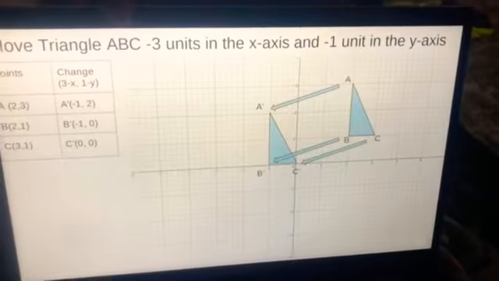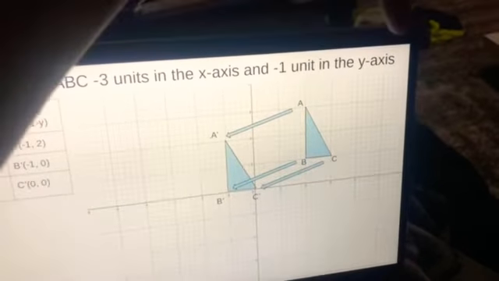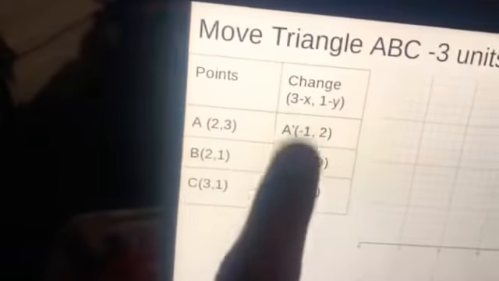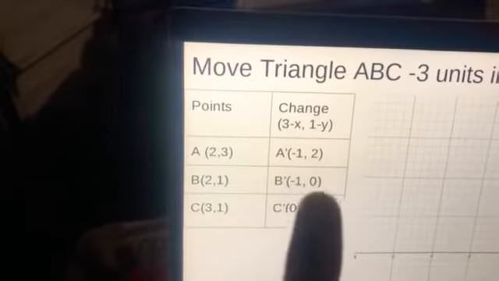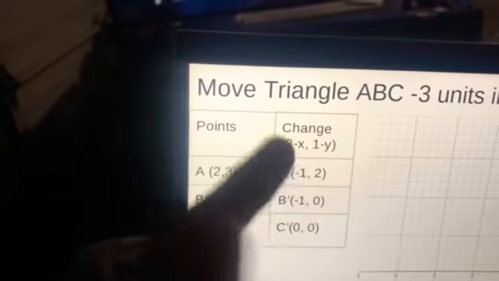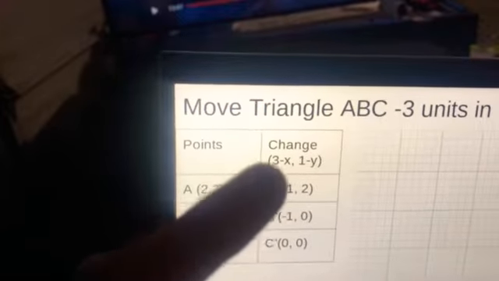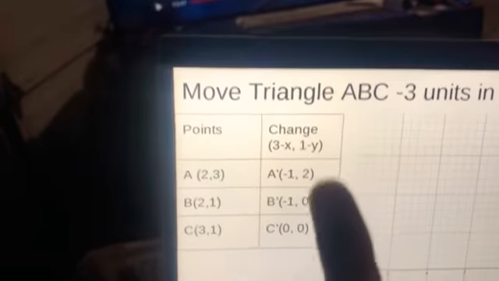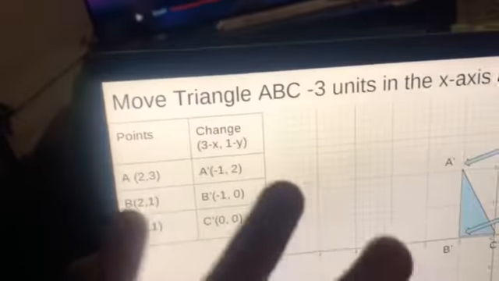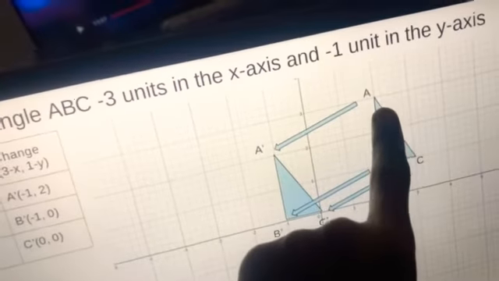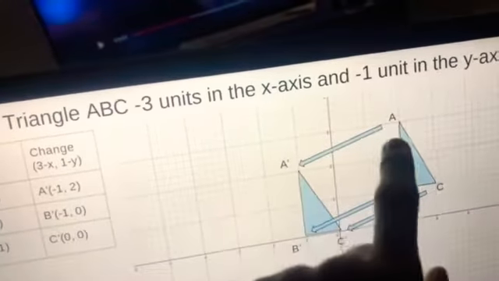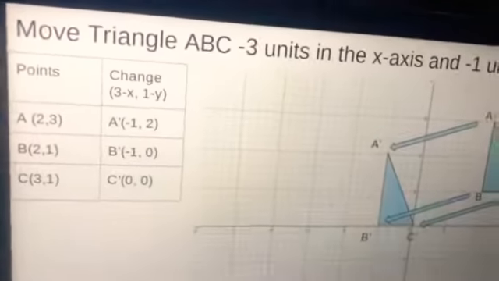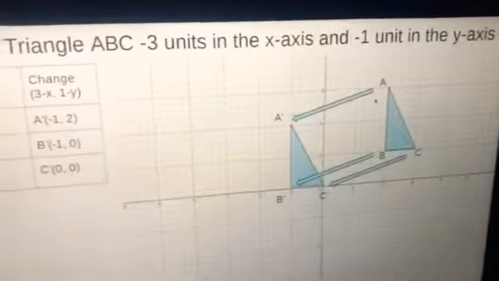Move the triangle -3 units in the x-axis and -1 unit in the y-axis. As you can see in this table, these are the points and these are the new points. So these new points have -3 for x, which means -3 units, and the y has -1, which means -1 unit. What does that mean? That when you plot the points, the figure is gonna move 3 units to the left, and 1 unit down in the y-axis.